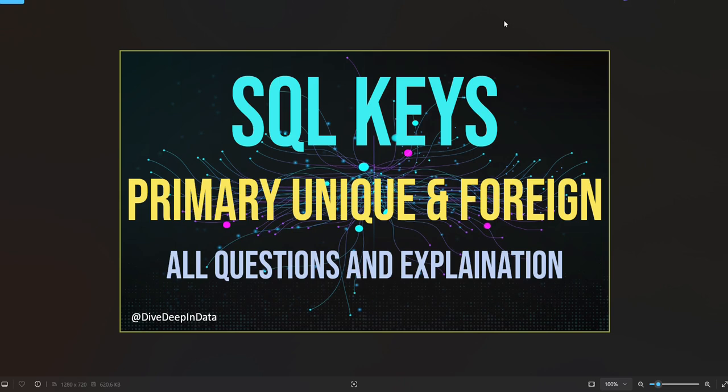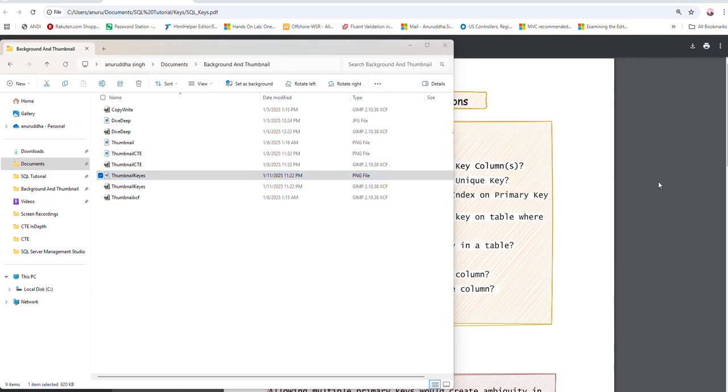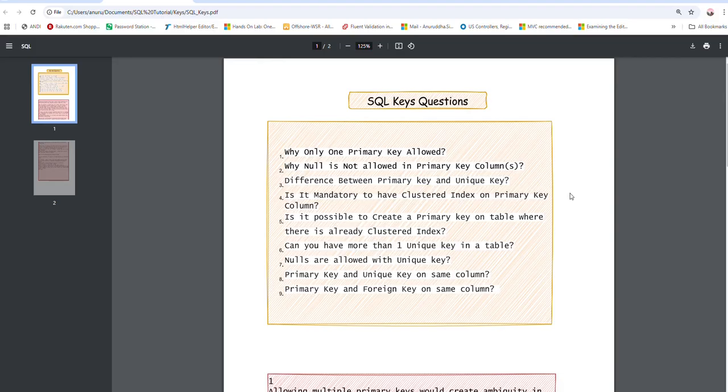Let's understand SQL keys today. What are SQL keys? So we know we have three types of keys in SQL: primary key, unique key, and foreign key. So in today's session, we'll explore these keys in detail.